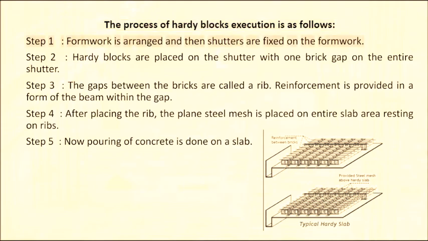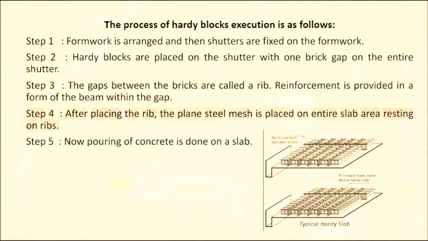Step 1, formwork is arranged and then shutters are fixed on the formwork. Step 2, hardy blocks are placed on the shutter with one brick gap on the entire shutter. Step 3, the gaps between the bricks are called a rib. Reinforcement is provided in the form of a beam within the gap.